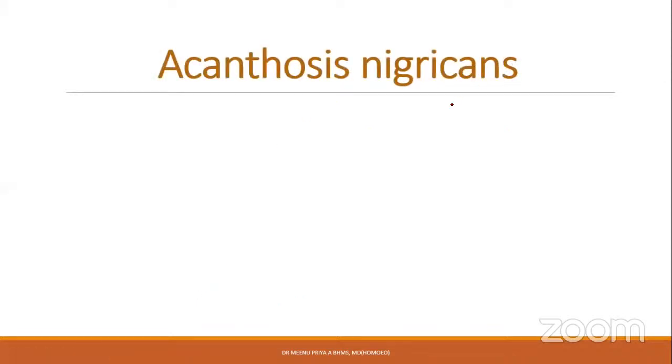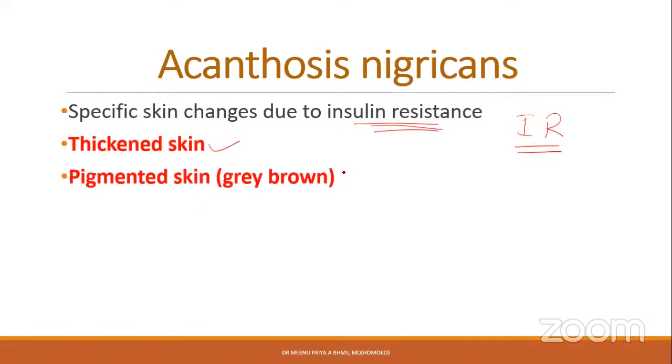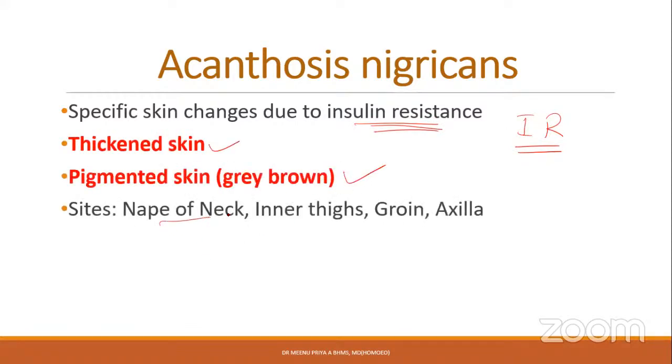And then acanthosis nigricans is a condition which is seen in PCOS. It is a specific skin change due to insulin resistance. Insulin resistance is something which is seen in PCOS. And then there is thickened skin, pigmented skin that is gray-brown. The sites are the nape of the neck, inner thighs, groin, and axilla.